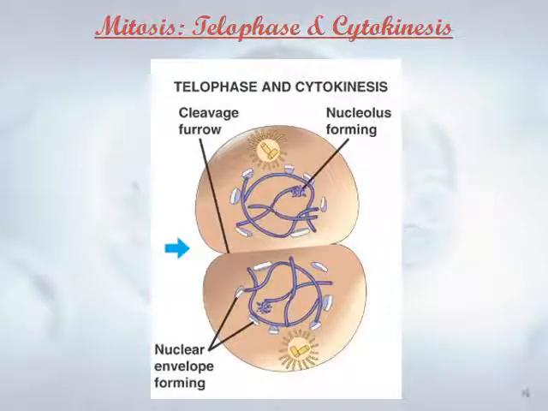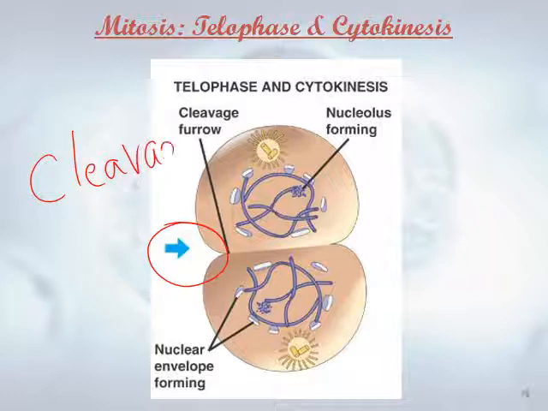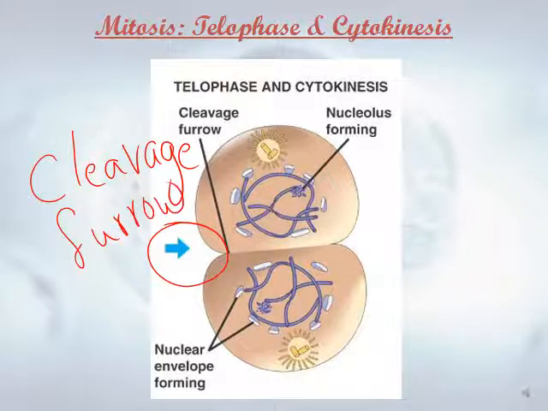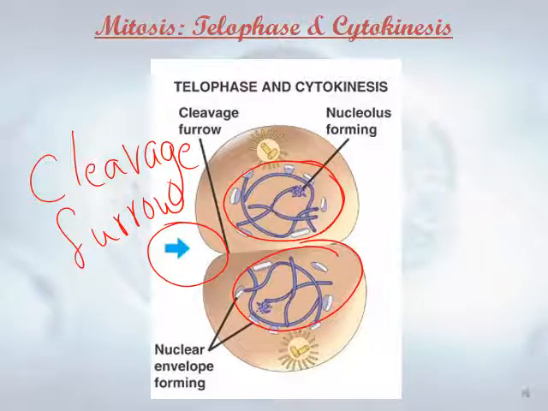Last phase: prophase, metaphase, anaphase, and now we have telophase and cytokinesis. In telophase, the important key here is the cleavage furrow. This is the cleavage furrow, where the cell will divide into two cells. So the chromosomes form two identical groups at the opposite ends of the cell. These chromosomes will decondense back to the chromatin form.